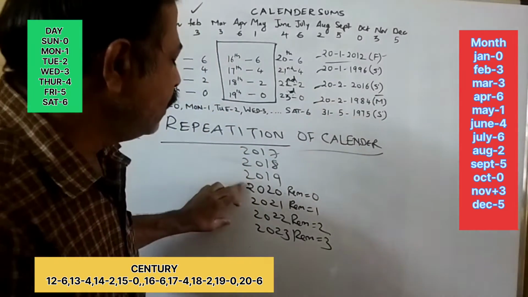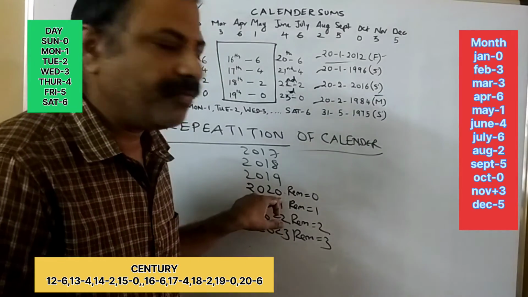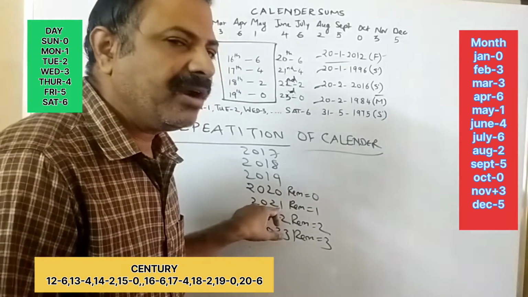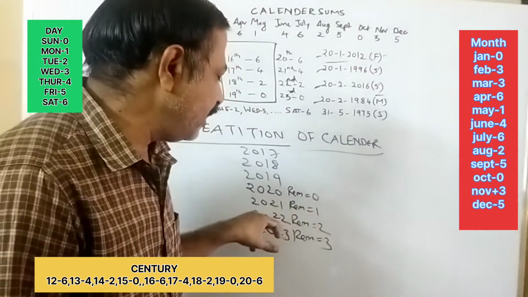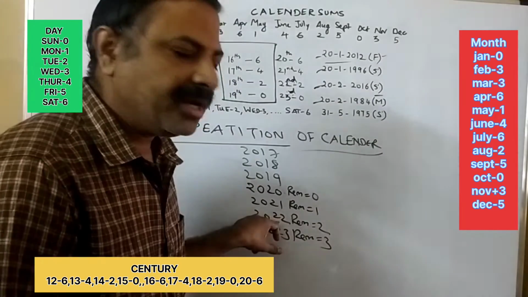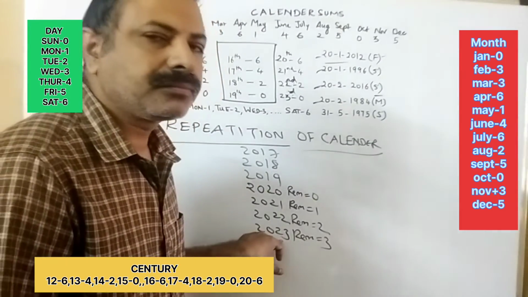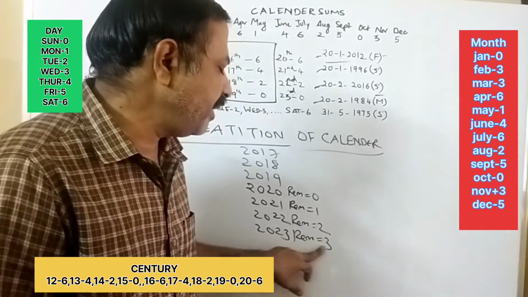So dear students, 20 divided by 4, 4 fives are 20, remainder is 0. 21, 4 fives are 20, remainder is 1. 22, 4 fives are 20, remainder is 2. 23, 4 fives are 20, remainder is 3.